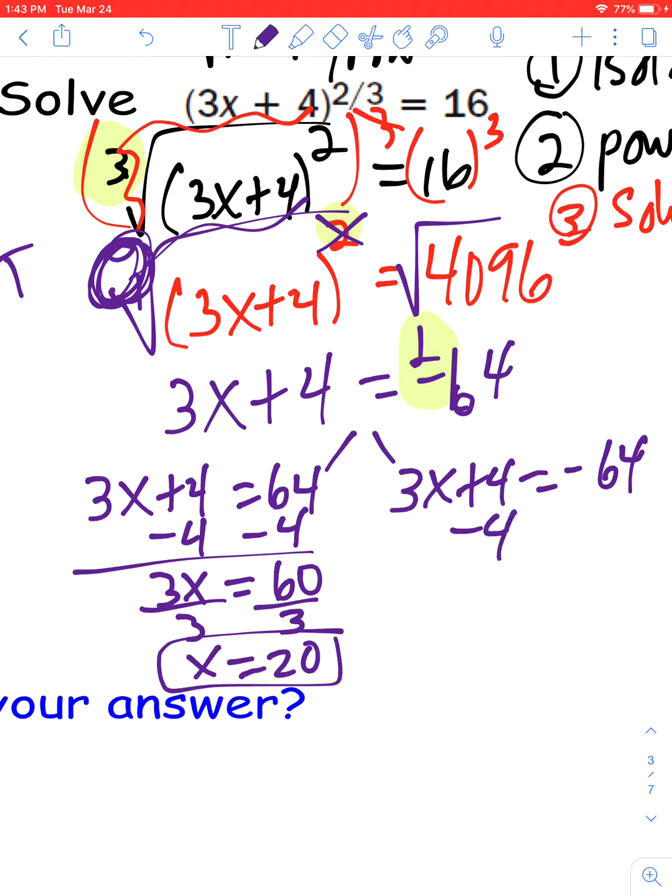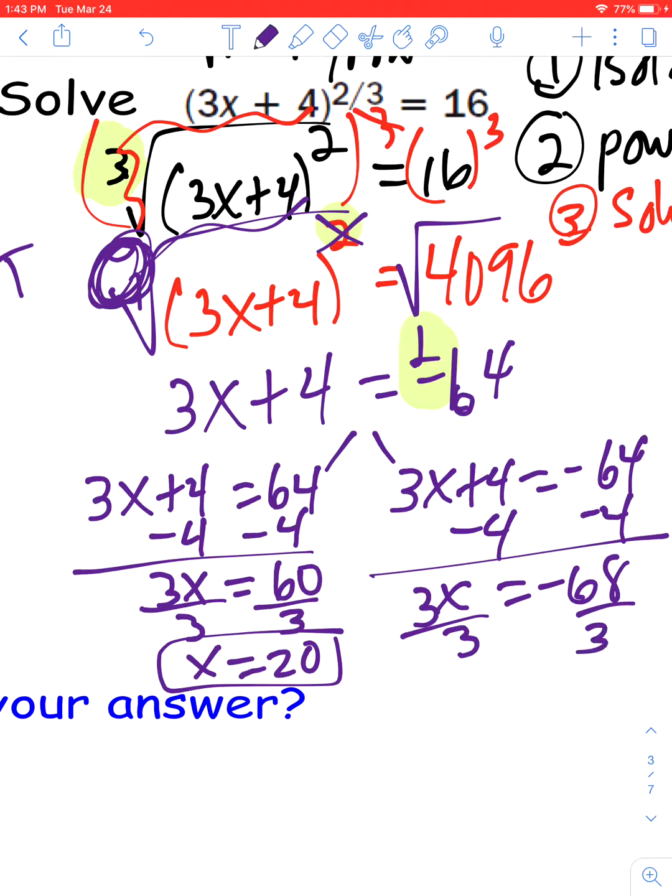I'm going to subtract 4 over here. So I get 3x is equal to negative 68. And we're going to get an unsavory fraction.